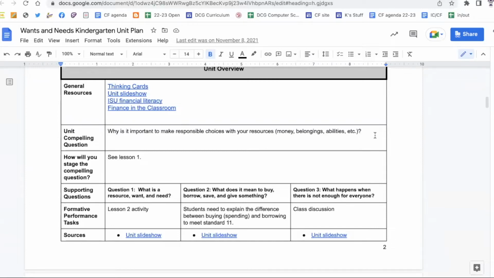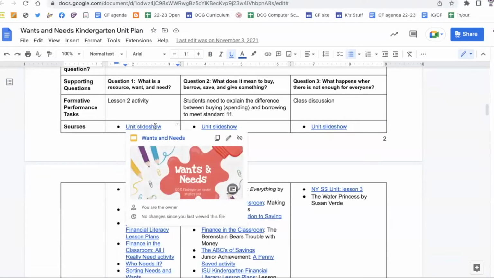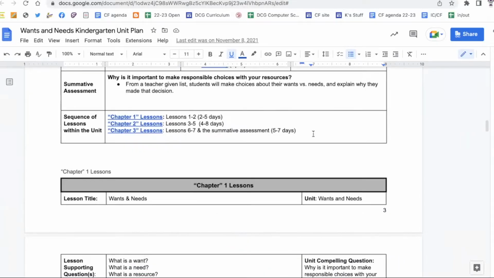We have 3 supporting questions again in this unit. Question 1, what does a resource want and need? Question 2, what does it mean to buy, borrow, save, and give something? And question 3, what happens when there's not enough for everyone? We do have a unit slideshow to help you move through your instruction. We have 3 chapters in this unit, 1 per supporting question, and you can see the number of lessons and number of days attached with each.